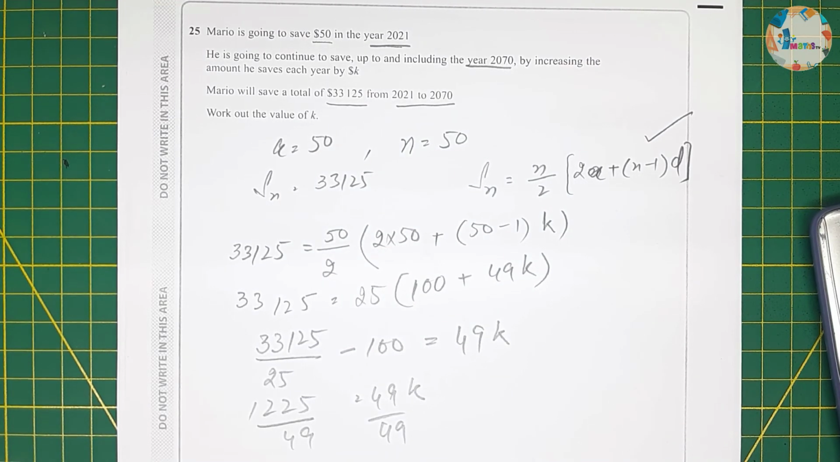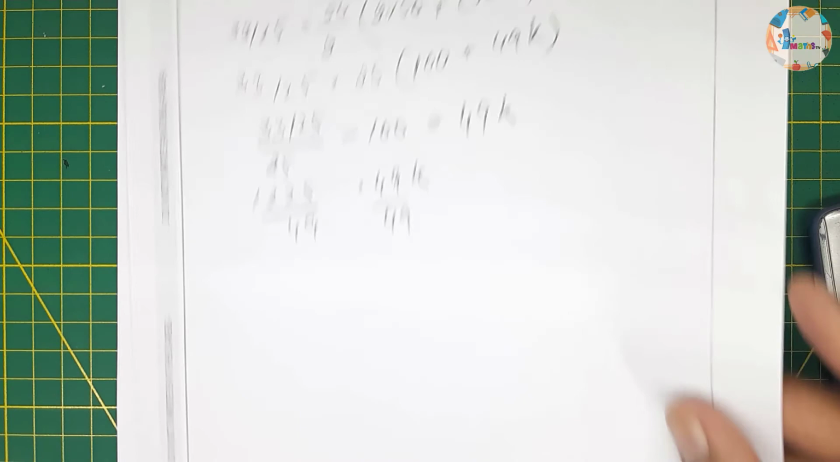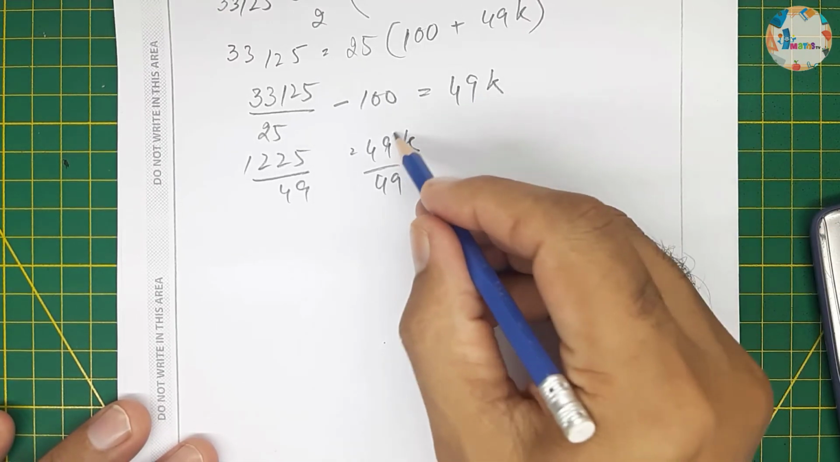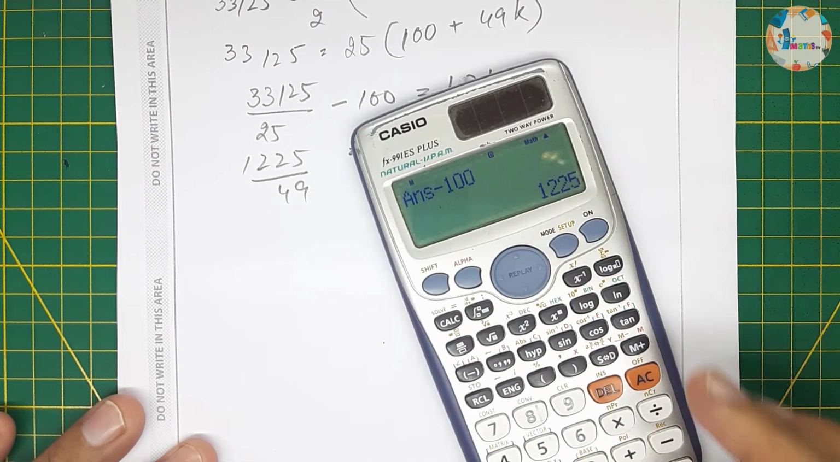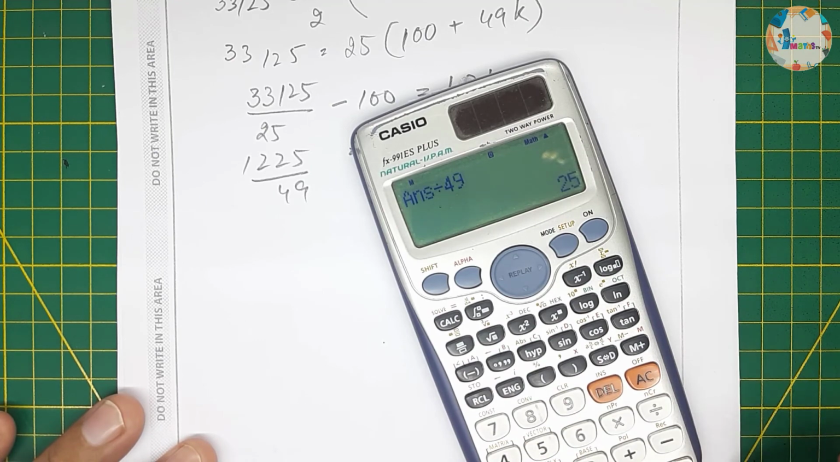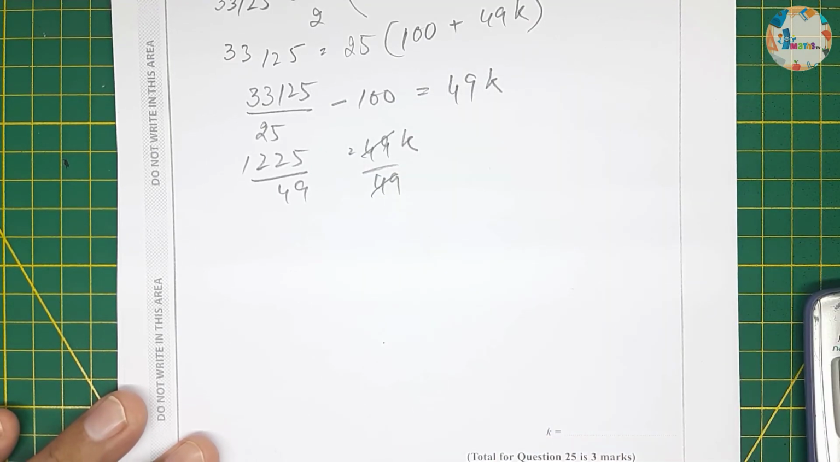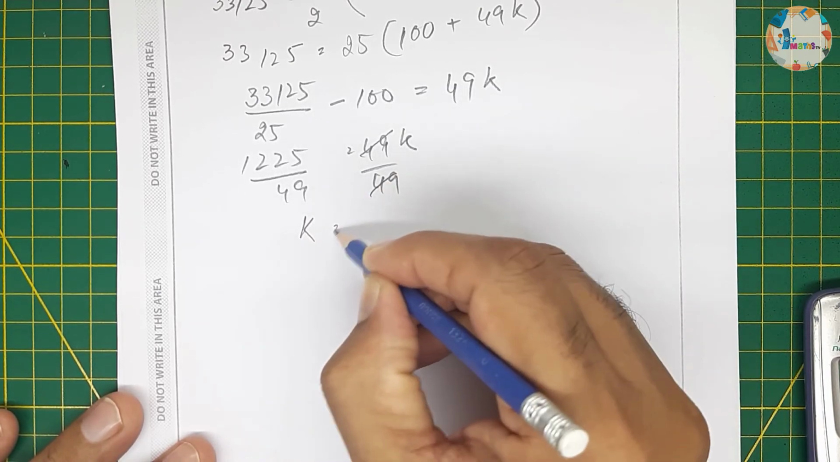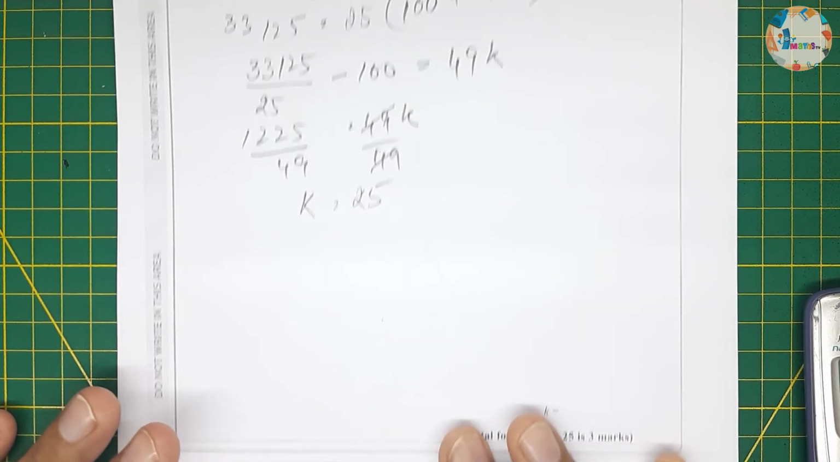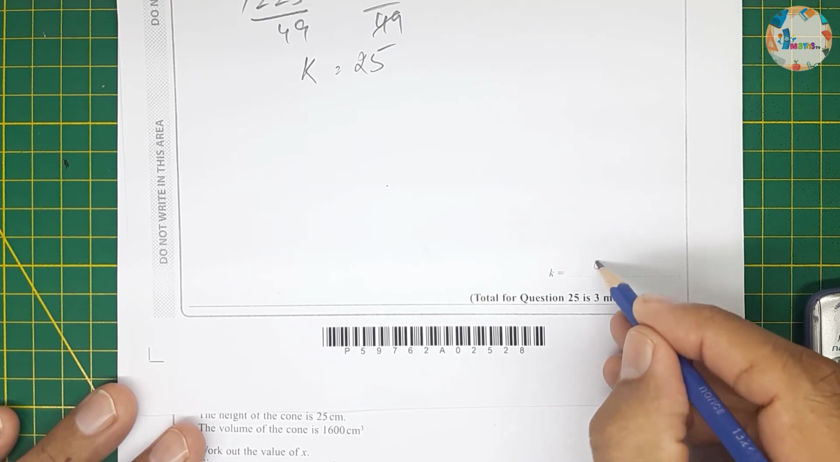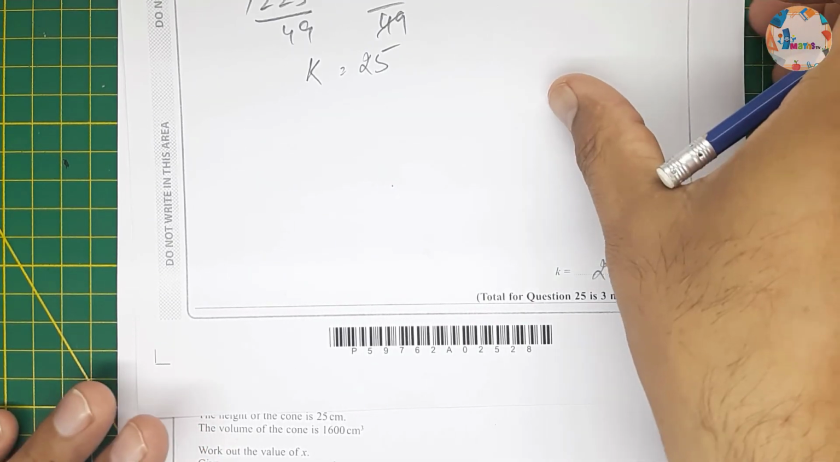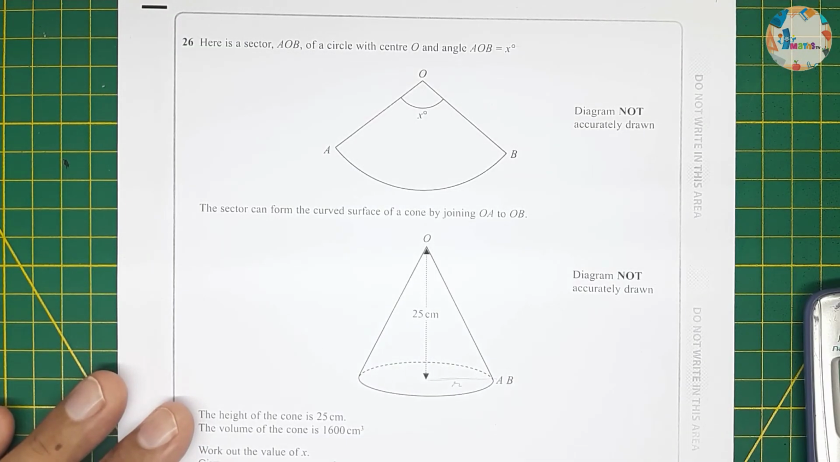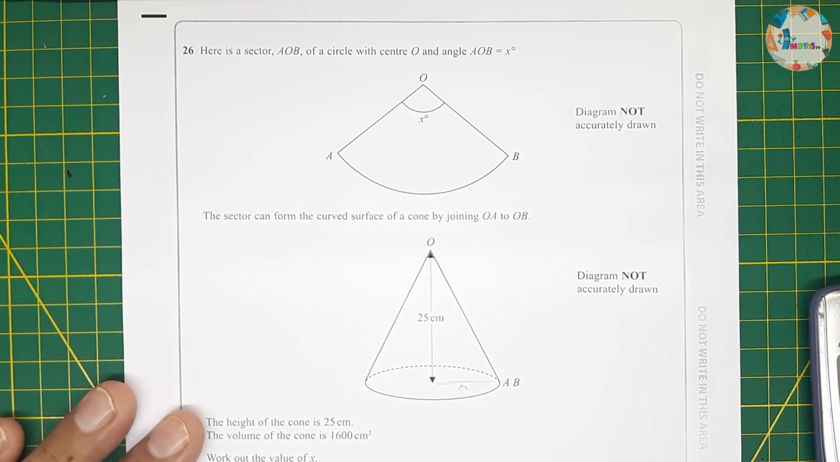So if I'll move the page, this one will be cancelled, and 1225 divided by 49 will give us 25. So k value is equal to 25, which is required, which we'll write over here. This is done.